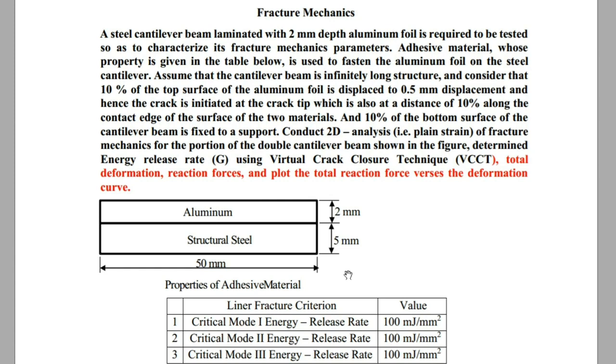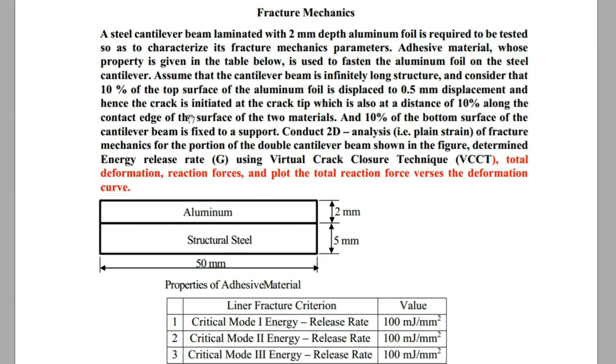So in this video, I will show you how you can characterize the fracture mechanics parameters of the simply supported structural steel beam. As you see from the problem description, a steel cantilever beam laminated with 2 mm depth aluminum foil is required to be tested so as to characterize the fracture mechanics parameters. The adhesive material properties are given in the table here: critical mode 1, mode 2 and mode 3 energy release rates are given. This property is added to the aluminum part.